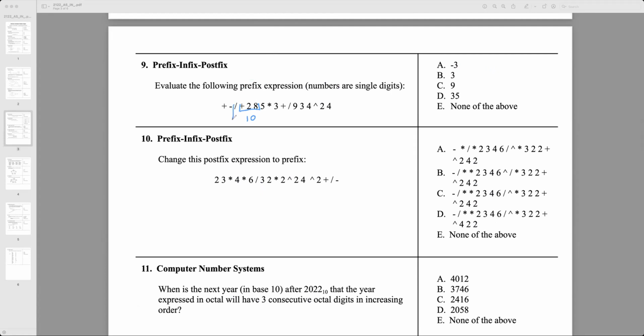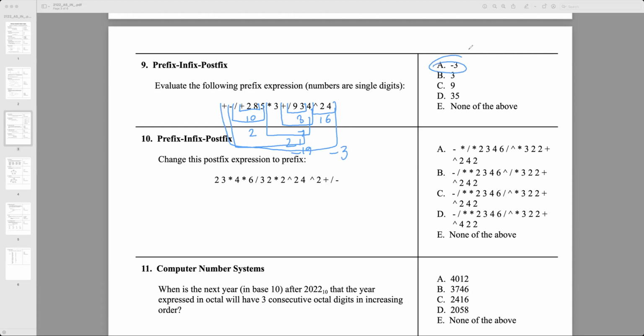As tempting as it might be to do negative 10 divided by 5, we're not going to do that just then. We're going to do everything in first order. So 3, and that's going to be 16. Then we go on to the next level. 2, 7, and next level 21, 18, -3, and the answer is A.